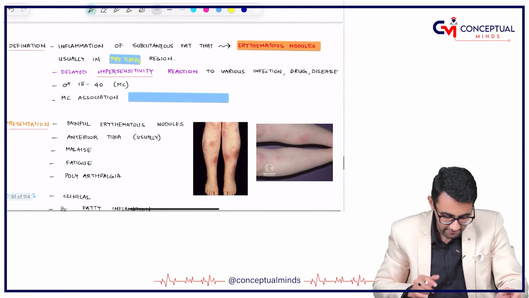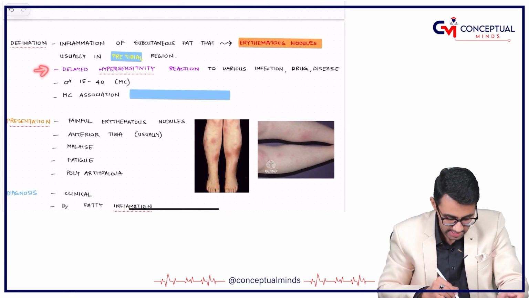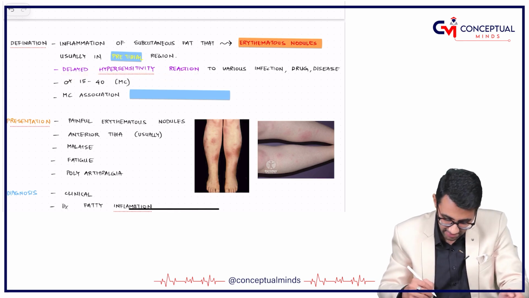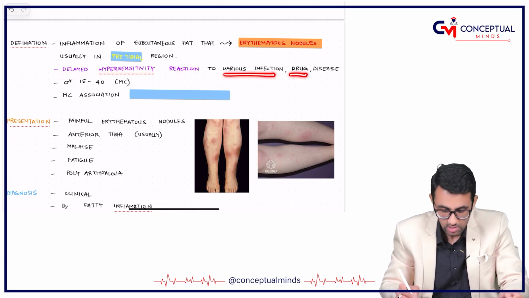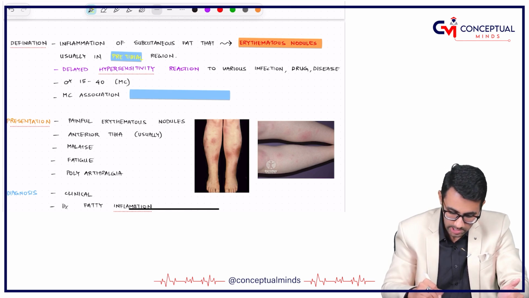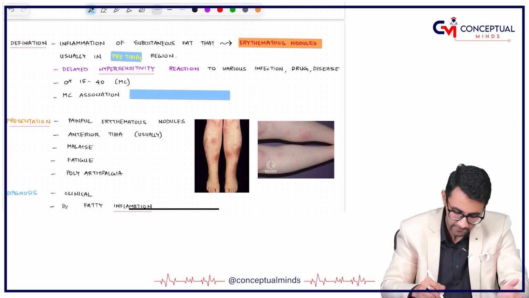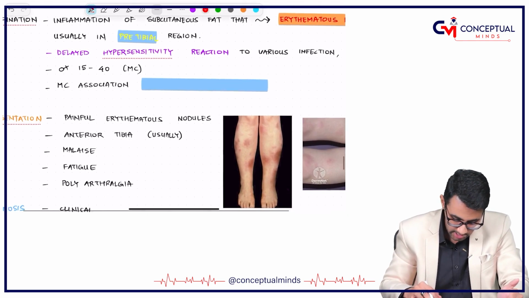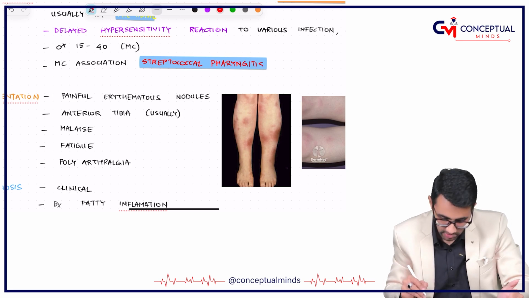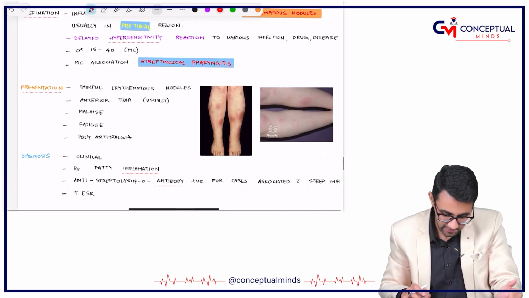Why do we have this? One most common etiology is a delayed hypersensitivity reaction. If it is delayed, what type is it? Type 4. It could be due to various infections, drugs or diseases, but the most common association is with streptococcal pharyngitis. This is one important point that we have to remember, one thing we cannot afford to forget.